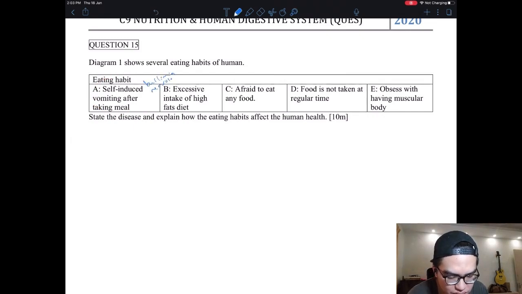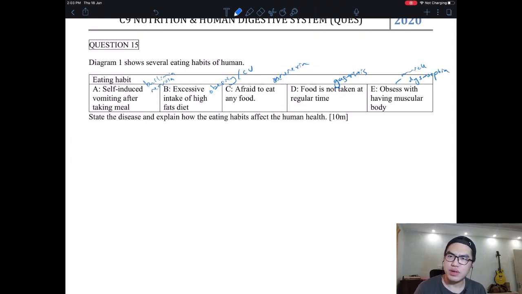Excessive intake of a high-fat diet might cause obesity or cardiovascular disease. Being afraid to eat any food is anorexia nervosa. If food is not taken at regular times, you might get gastritis. Being obsessed with having a muscular body is what we call muscle dysmorphia. Dysmorphia, this is how I spell it.